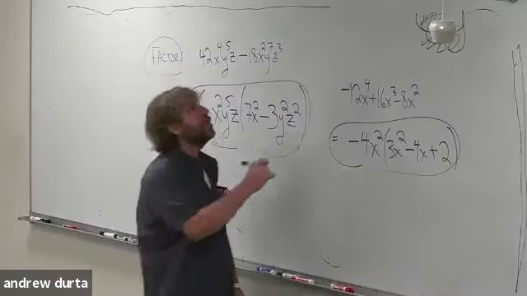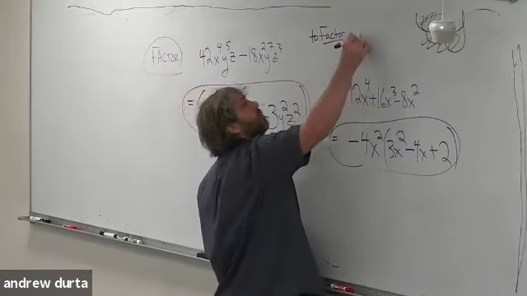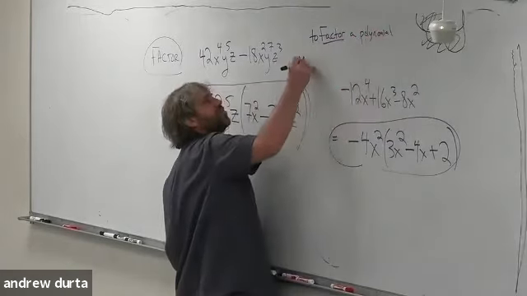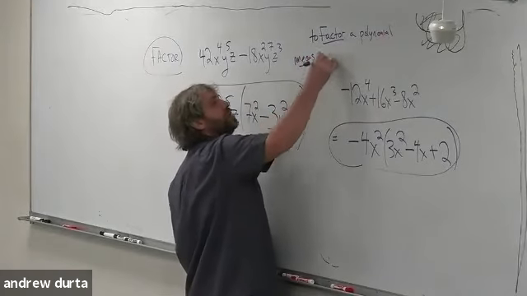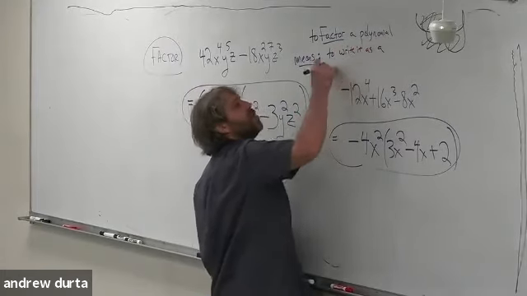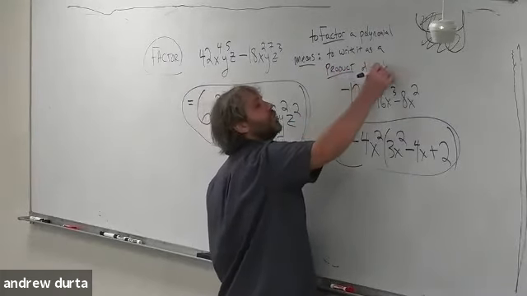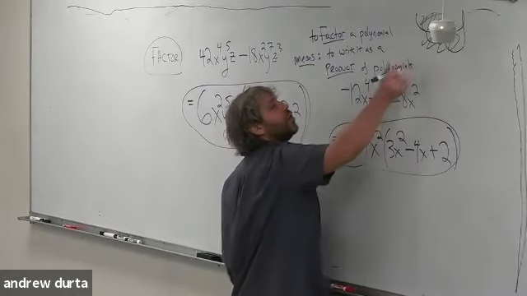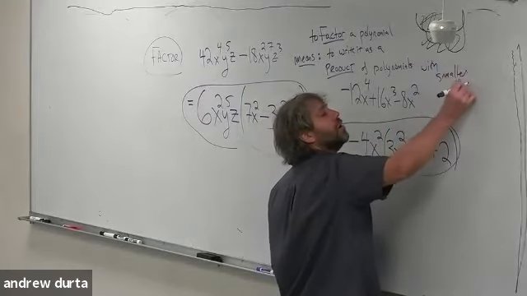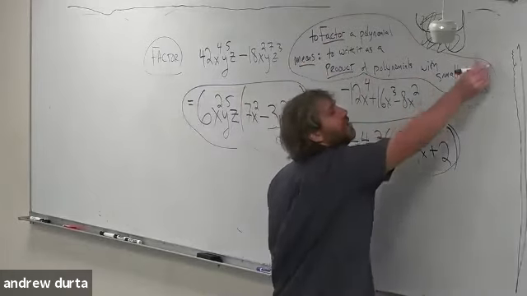So let me tell you. To factor a polynomial means the following thing. It means to write it as a product of polynomials with smaller degrees. Smaller degrees than the guy that you were trying to factor.